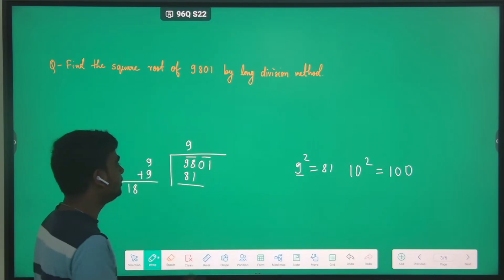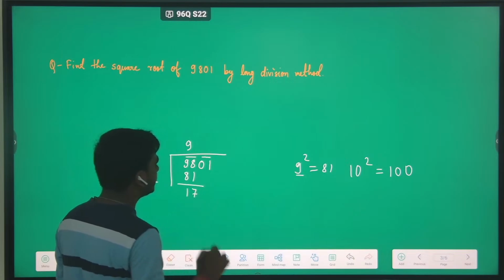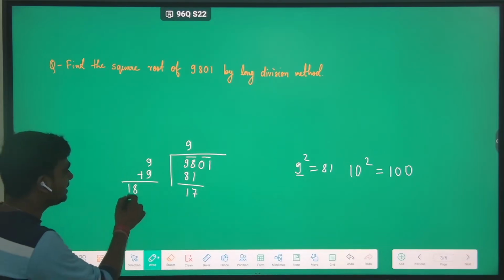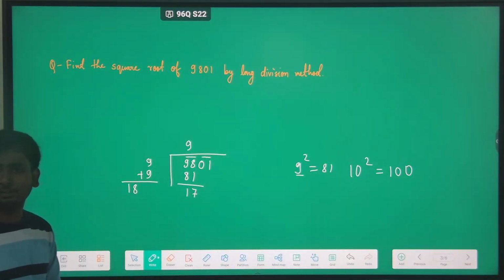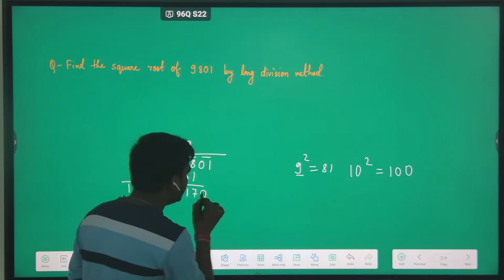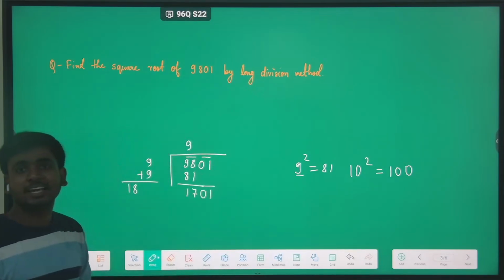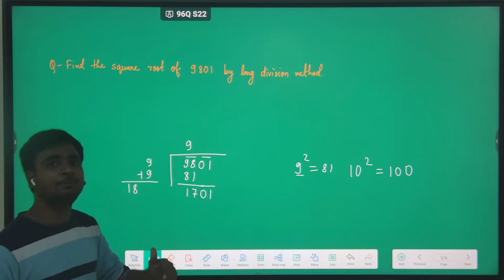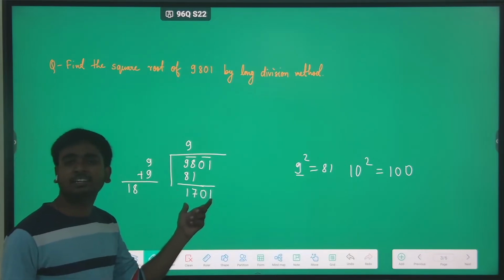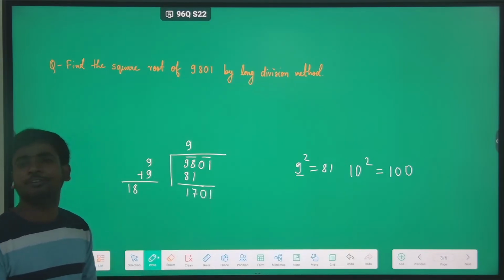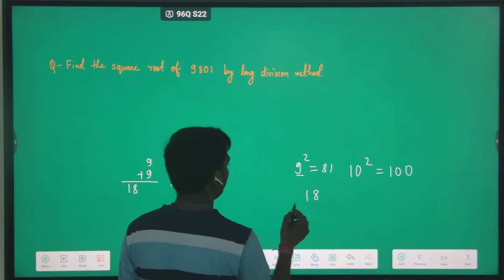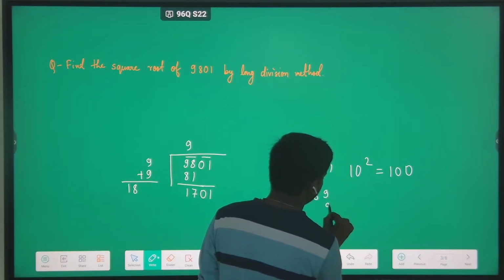Okay. So what will we get? 98 minus 81. 8 minus 1 is 7. 9 minus 8 is 1. So it is 17. Okay. So we are getting 17 and we are getting 18 here. So 18 cannot divide 17. Okay. So we will write 01 here. We will write these two digits here. Okay. And now we will try to find a number which on multiplying with the same number will give either 1701 or a number approaching 1701.